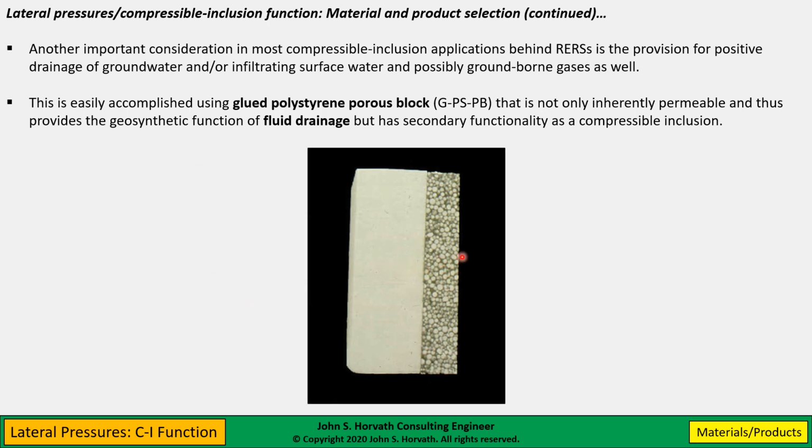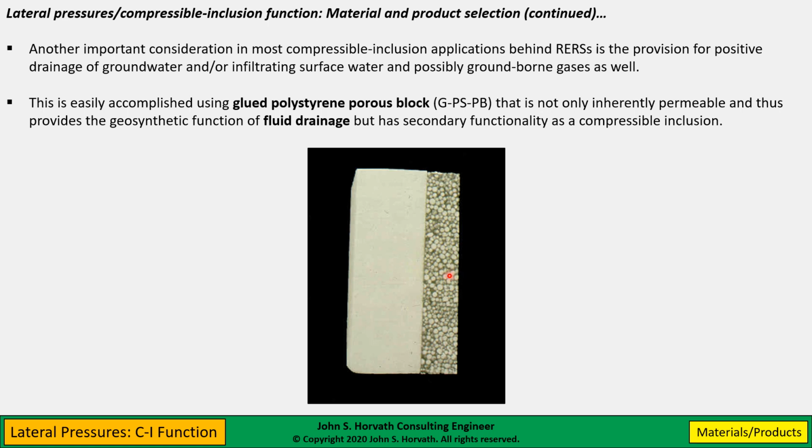And we can incorporate this into a single product. This is a single commercial product that has, in this case, 4 inches or about 100 millimeters of resilient EPS. And then we have an additional 2 inches or 50 millimeters of glued polystyrene porous block. So the overall thickness of this product is 6 inches, 150 millimeters. And both of these materials contribute to the compressible inclusion function.